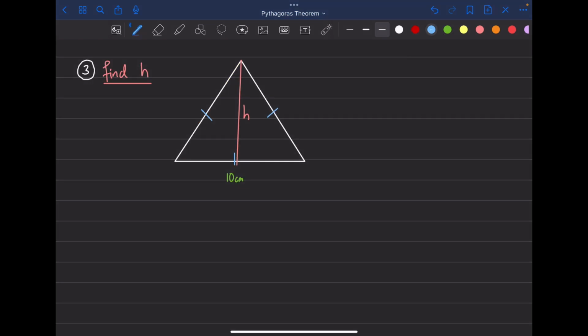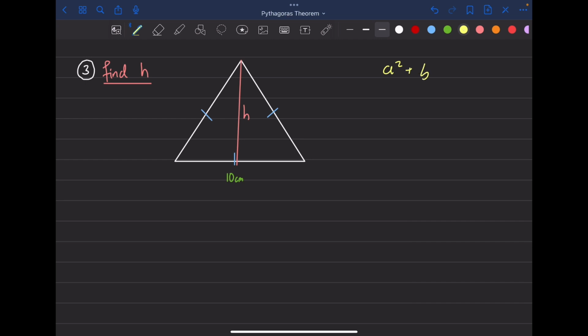Okay, question number 3. In this question, we're asked to find h. In this case, h is the height. So we're asked to find the height of this triangle. First off, you might say, okay, this is already a tough question because I don't see a right angle. You'd be correct because, like I said, to use the Pythagoras Theorem, I'm going to write it up here.